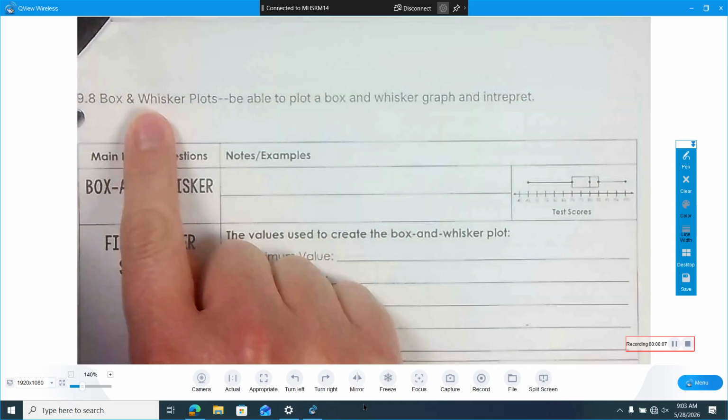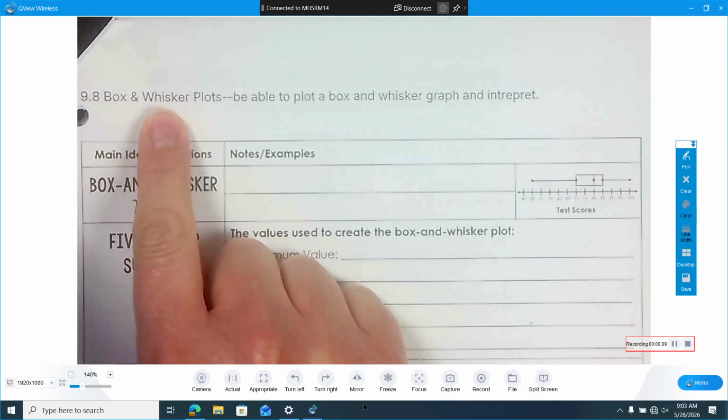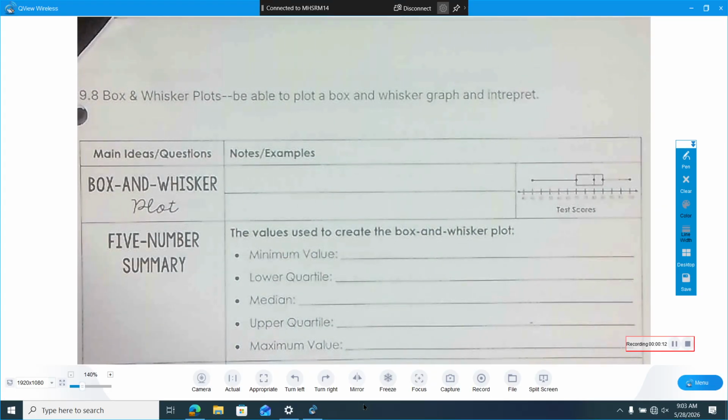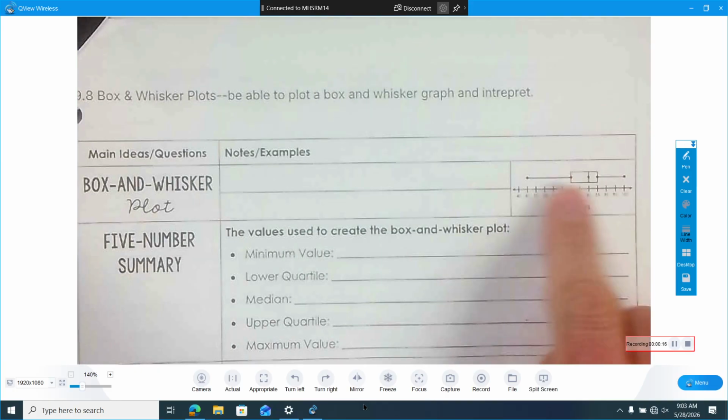So you've had a few questions on your practice work the last couple of days, or you might have seen what is a box and whisker plot. So it looks something like this.